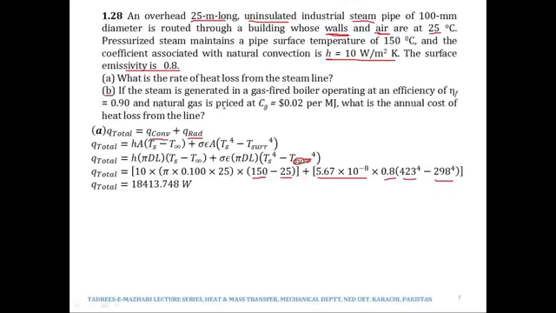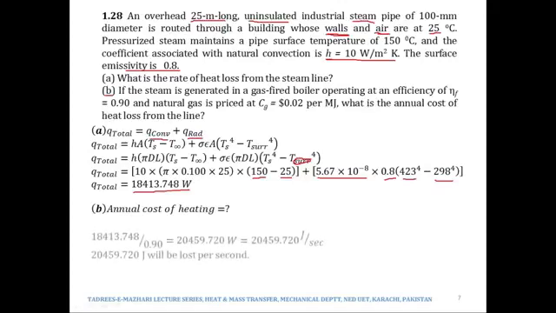And if the natural gas is priced at this much, then what is the cost of annual heat loss from the line? So this is the amount of heat which is being lost. So now we have to calculate its cost. So we need to find out the annual cost of heating.